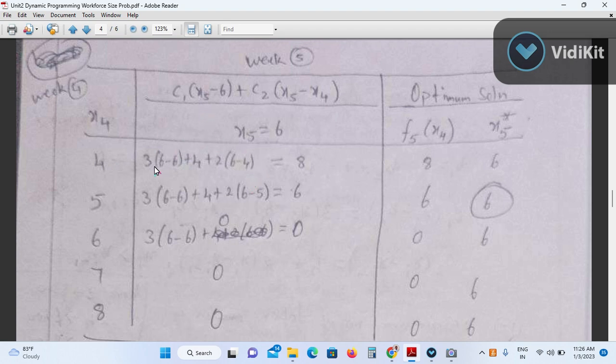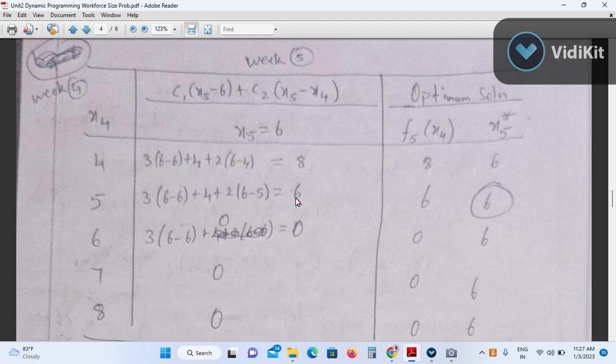So the formula for C1 is nothing but 3 into x_i minus b_i. So that is x5, and b5 is nothing but 6, that is here I put it. Similarly for C2, 4 plus 2 times x_i minus x_i minus 1. So here x5 minus x4. Here x5 is 6 and x4 is 4. So substitute here. Simplifying this, you will get 8. So based on this week, we are talking about the previous week. Similarly, going for the remaining stages also, if I consider x4 equal to 5 with x5 equal to 6, then you substitute x4 equal to 5 and x5 is 6, you will get this value, nothing but 6.